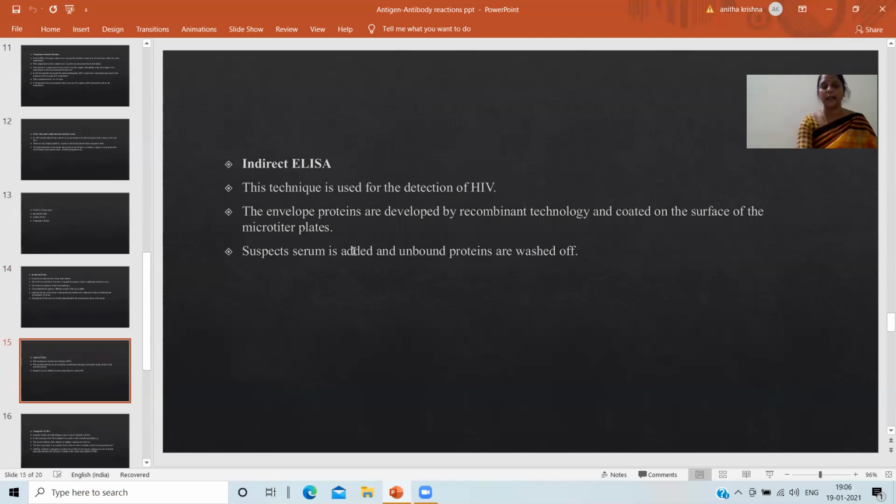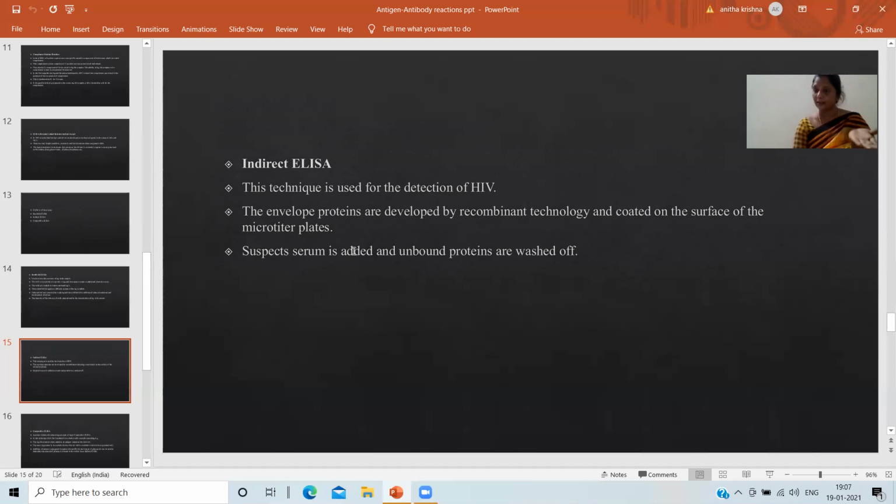Now talking about the indirect ELISA. So in indirect, this technique is used for detecting generally HIV, and the envelope proteins are developed by recombinant DNA technology and coated on the surface of the microtiter plates. So here what you do is, you take the microtiter plates, the plates are coated with antigen, and then they are added with non-reacting proteins like your bovine, your casein, etc. Then the biological sample containing the antibodies are added to it.